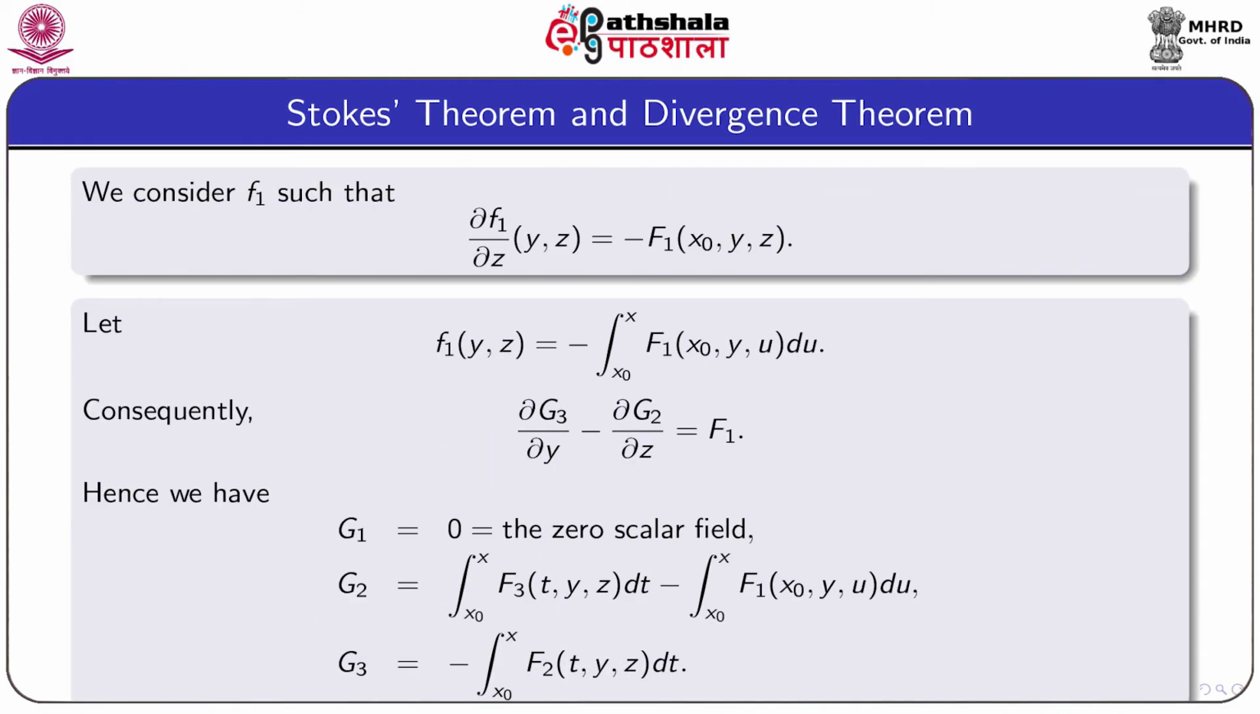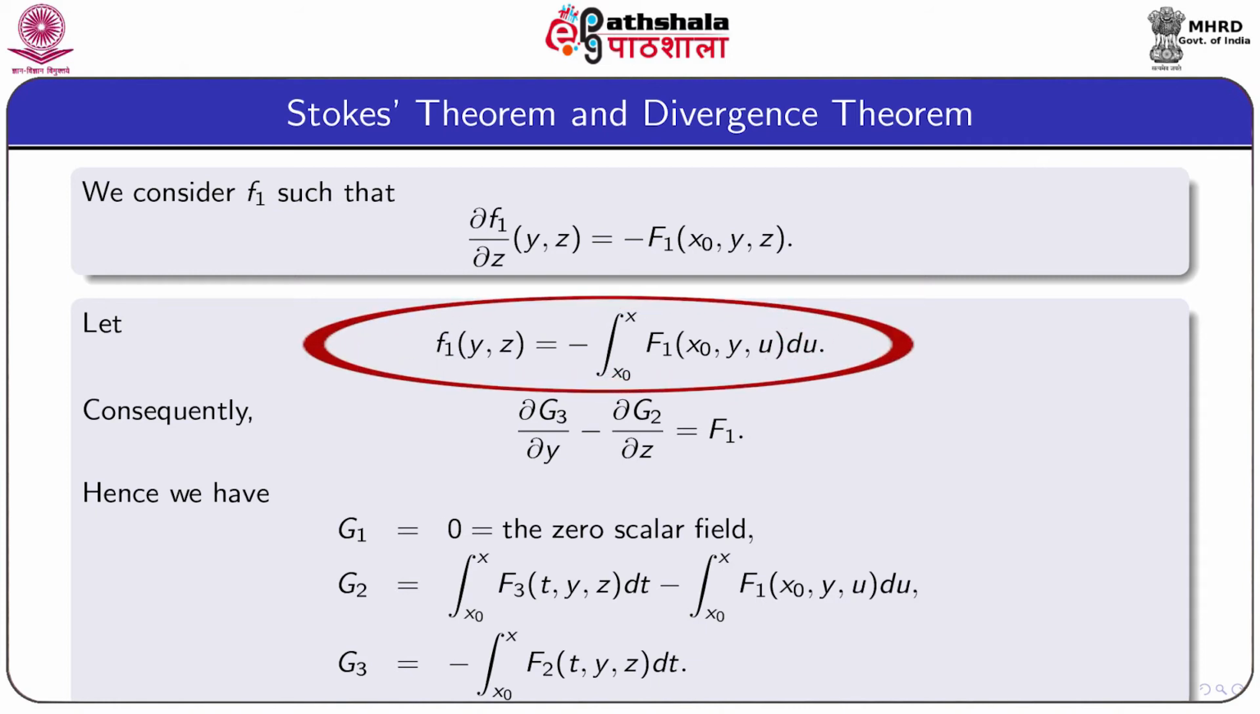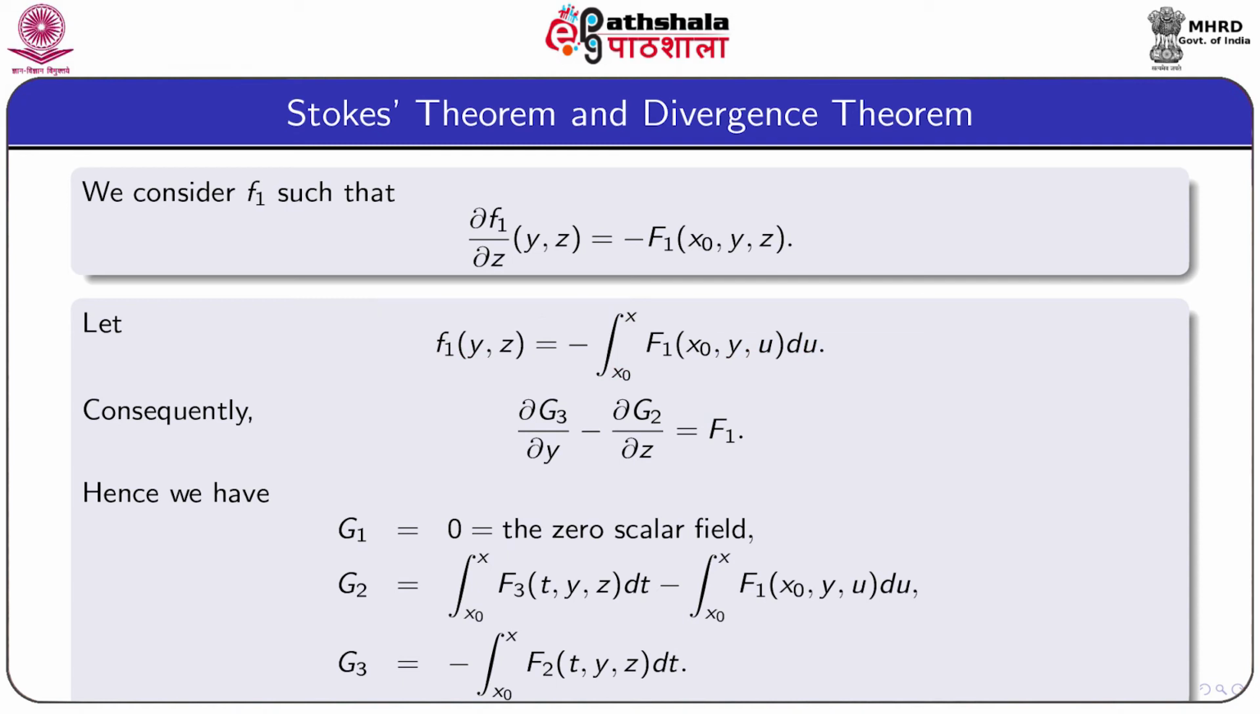Now we consider small f1 such that ∂F1/∂z at (x,y,z) equals minus capital F1(x0,y,z). So we consider f1(y,z) equal to minus integral x0 to x f1(x0,y,u) du. At once it follows that ∂g3/∂y minus ∂g2/∂z equals f1.